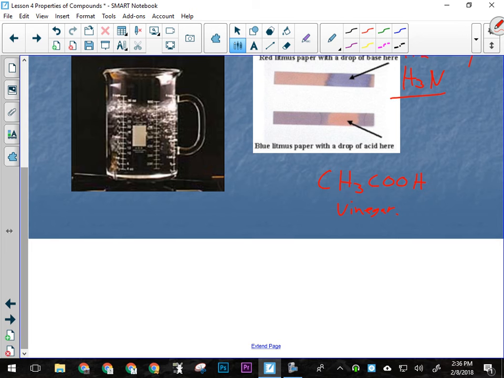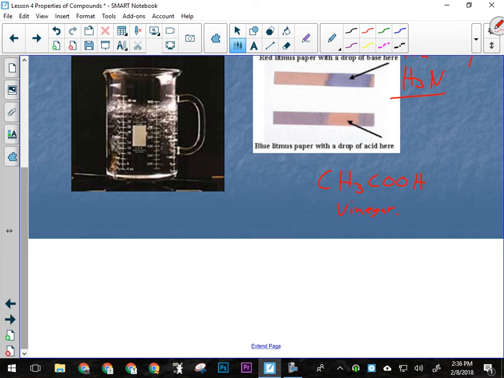Okay. It smells like vinegar. I ain't going to taste it, because if it can eat a hole in the table, it'll eat a hole in my tongue. Okay. I don't really want that. It smells like vinegar, just really strong. In fact, most acids smell kind of like vinegar. They all have a very similar smell.